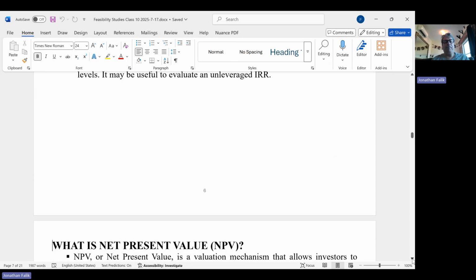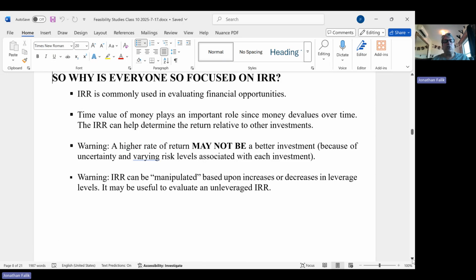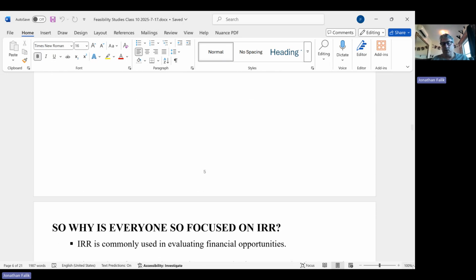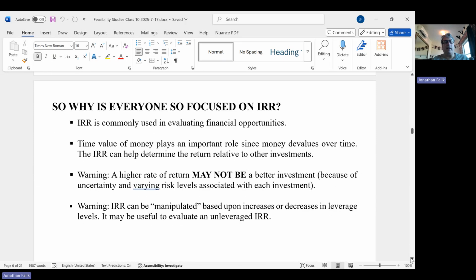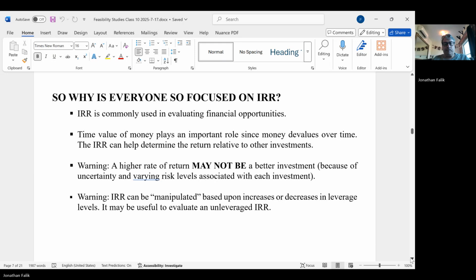So why are people focused on IRR? If you talk to private equity investors, a lot of real estate investors, people looking for investment partners, why do they care? Why do they talk about it? Well, a lot of investors end up getting increased returns, right? So I've done this.